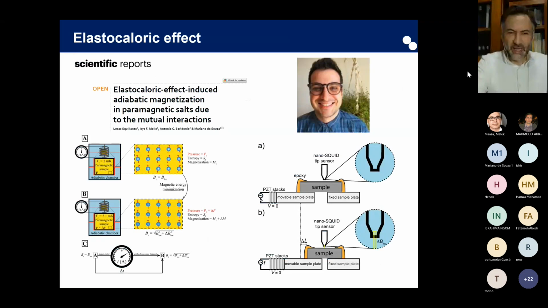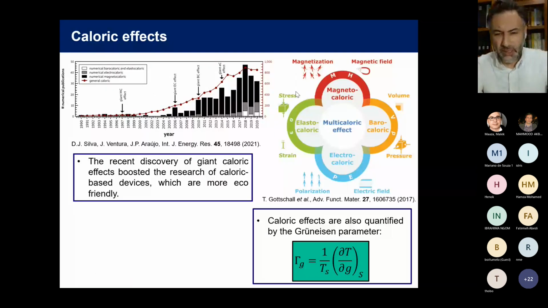Now the caloric effects. I have to emphasize here one of our PhD students, Lucas Esquilante. A lot of contributions to this paper are part of his PhD thesis. We have proposed the realization of the elastocaloric effect in some particular systems. And we have actually proposed the possibility of magnetizing a material without applying a magnetic field, only due to the mutual interactions.